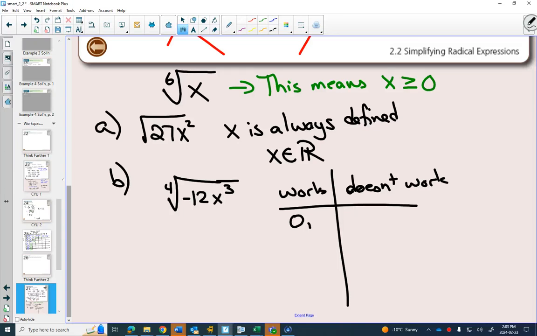You know what the beautiful thing about this list is, you can tell me any number. Pick a number. Not too big mental math-wise. 3. Okay? And the nice thing about picking any number is it's either going to be in the works column or doesn't work column. If I plug in 3, 3 cubed is 27. 27 times -12 is -324 or something like that. Can you 4th root a negative number? No, so 3 is bad.